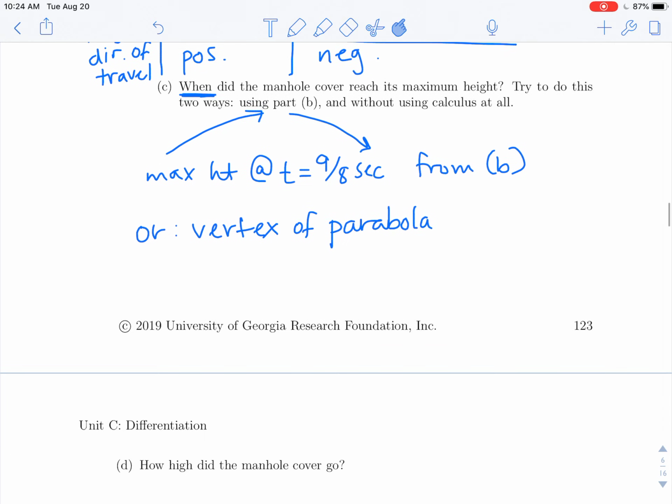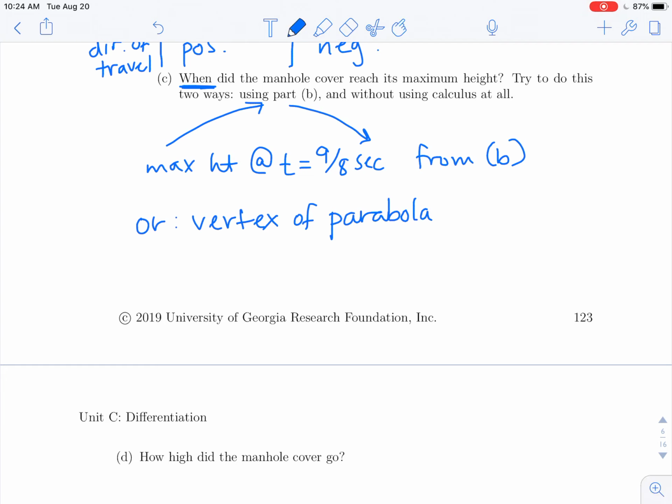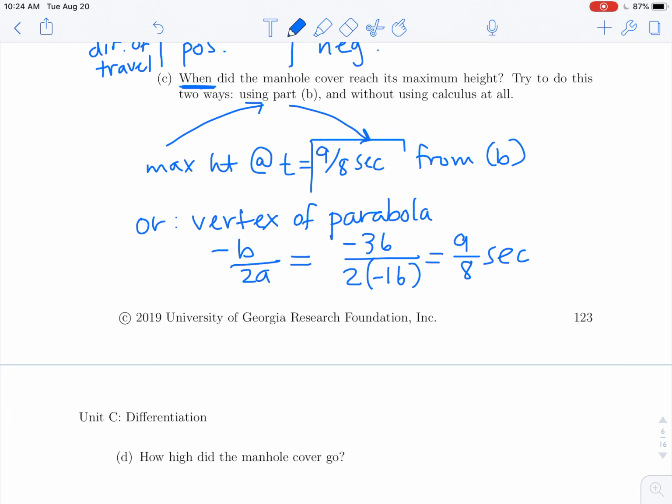So you don't actually have to use calculus to do this part. The vertex of the parabola is negative b over 2a, which is negative 36 over 2 times negative 16, which also works out to be 9/8 of a second. So either way, the manhole cover reaches its maximum height at 9/8 of a second.